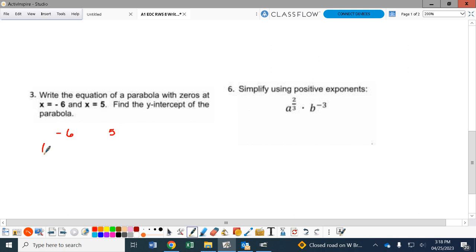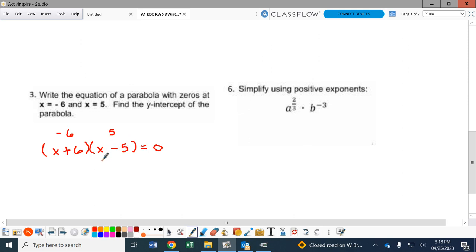If we have our 2 sets of parentheses, and we had this equal to 0, we would need the opposite of this in here. That's what we do when we find the zeros. So the opposite of this is going to be x plus 6. And the opposite of this is going to be x minus 5.